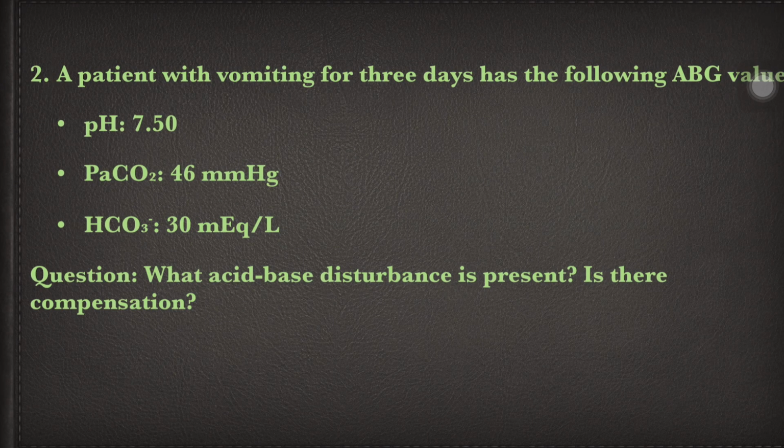A patient with vomiting for 3 days has the following ABG values: pH 7.50, PaCO2 46 and bicarbonate 30 milliequivalents per liter. What is the acid-base disturbance and whether there is any compensation? That is the question. Look at the pH 7.50. It is high, so it is what? It is alkalosis. So it is not between the normal range 7.35 to 7.45. And it is far above the normal range, so it is uncompensated also.